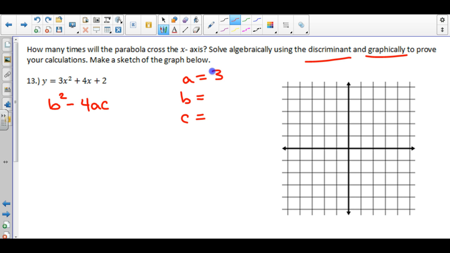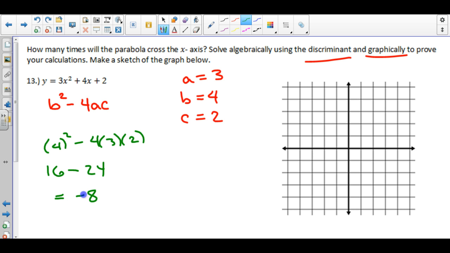So A is 3, B is 4, and C is 2. So now I'm going to do B squared. So that's going to be 4 squared minus 4 times your A value times your C value. So this is 16 minus 4 times 3 is 12, and 12 times 2 is 24. And 16 minus 24 is negative 8. Now, since this is less than 0, so the b squared minus 4ac is less than 0, that means we are going to have no real solutions. So it actually will not cross the x-axis at all.